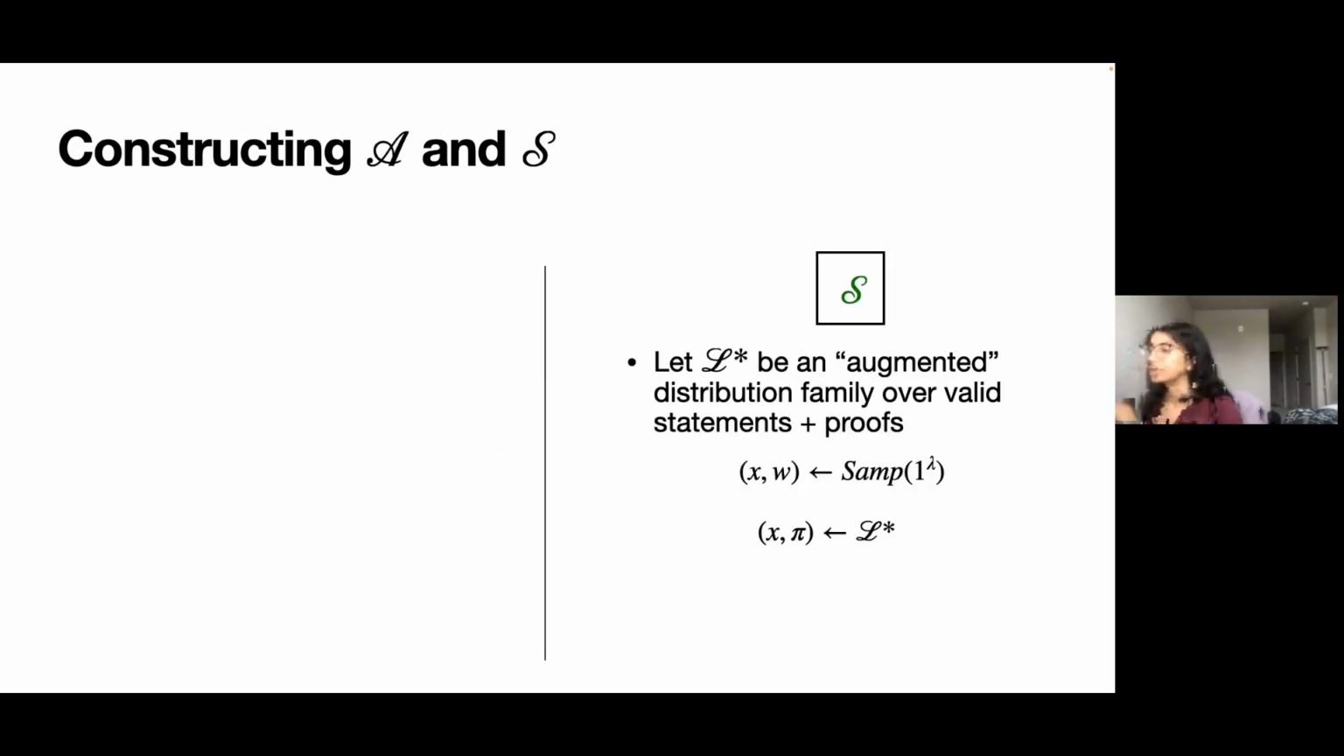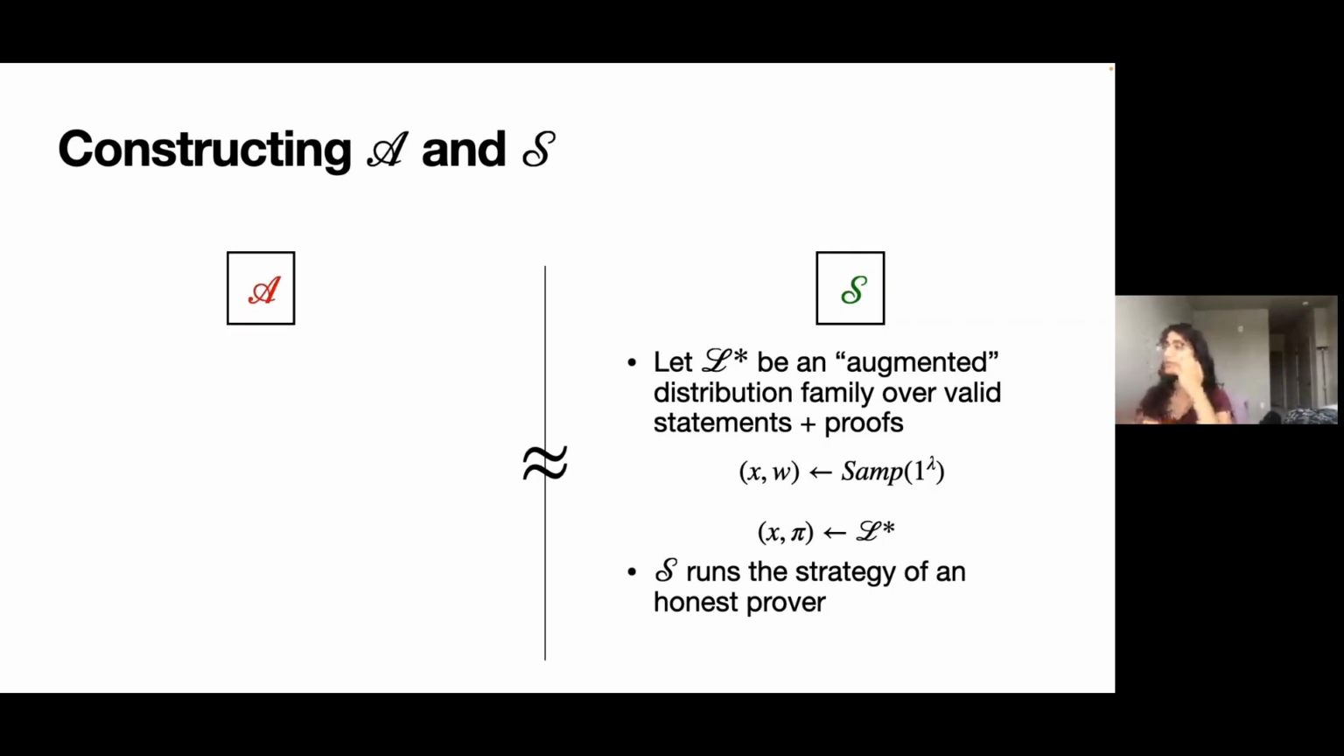So let L star be an augmented distribution family that's now over valid statements and proofs. We first sample a statement x and a witness according to the language, and L star is a family of distributions over statements in the language as well as some auxiliary, potentially correlated information pi. The only restriction on pi is that it's going to be short. So the efficient simulator is basically just going to run the strategy of an honest prover. This is exactly what an honest prover would do: it samples a statement and a witness, and then given the witness, it's able to generate a short proof. So x and that proof pi is whatever the honest prover outputs, and the efficient simulator is just going to do that. And now we want to argue that this is actually indistinguishable from an inefficient adversary.